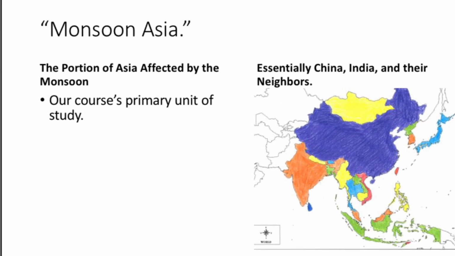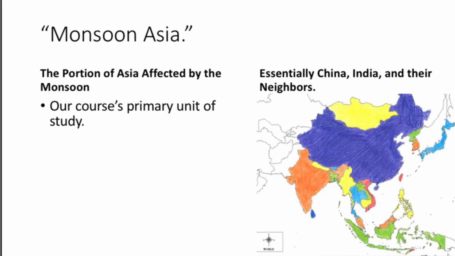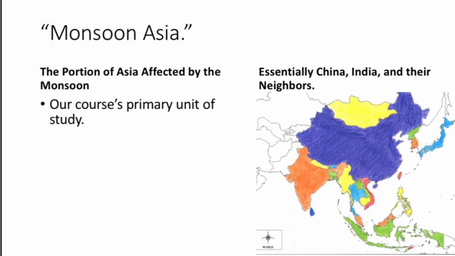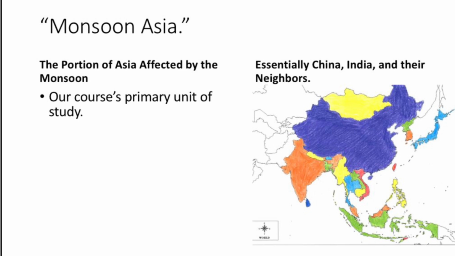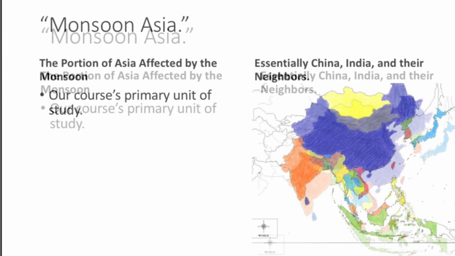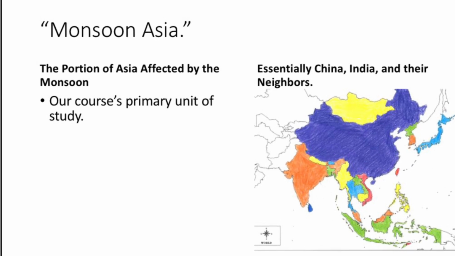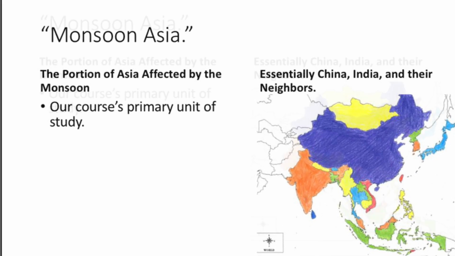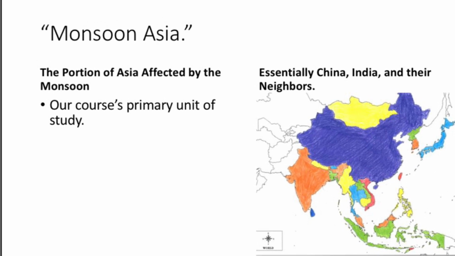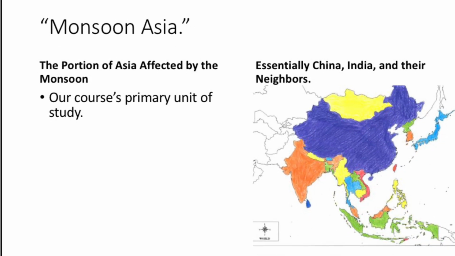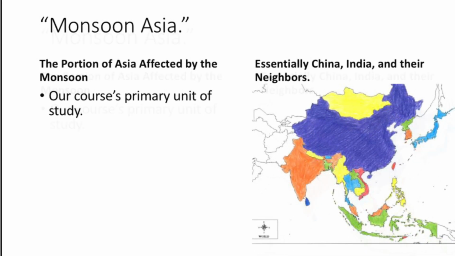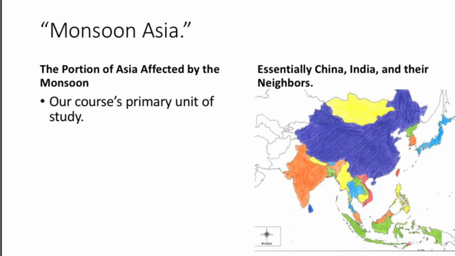We're focused on what we will call Monsoon Asia, what the textbook refers to as Monsoon Asia, because of the geographic, climatic, agricultural, and cultural similarities shared between the societies that comprise Monsoon Asia. By Monsoon Asia, we mean essentially China, India, and their neighbors, those societies that are on the periphery of China and India and have been influenced by them.